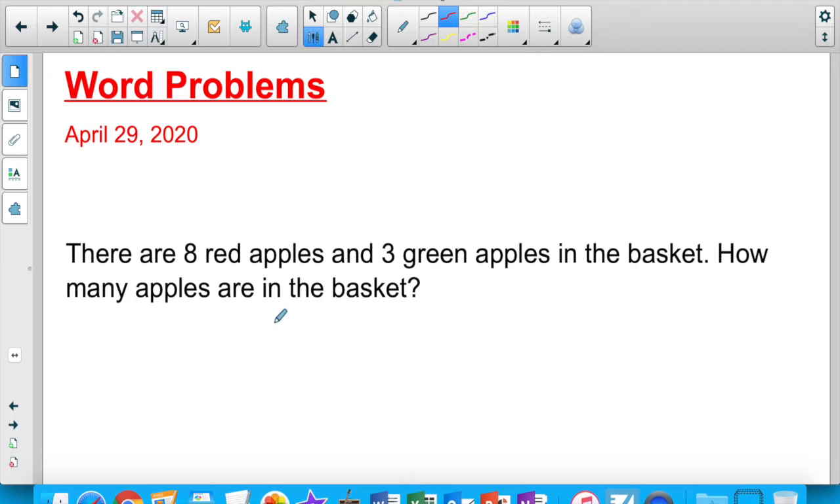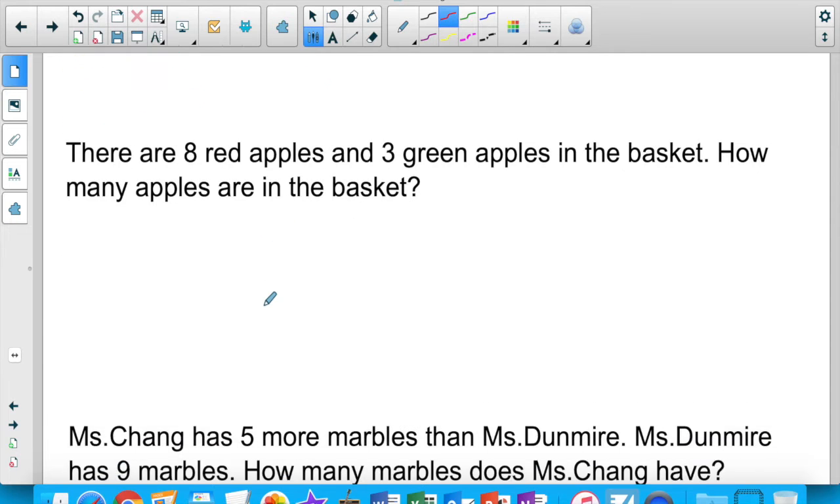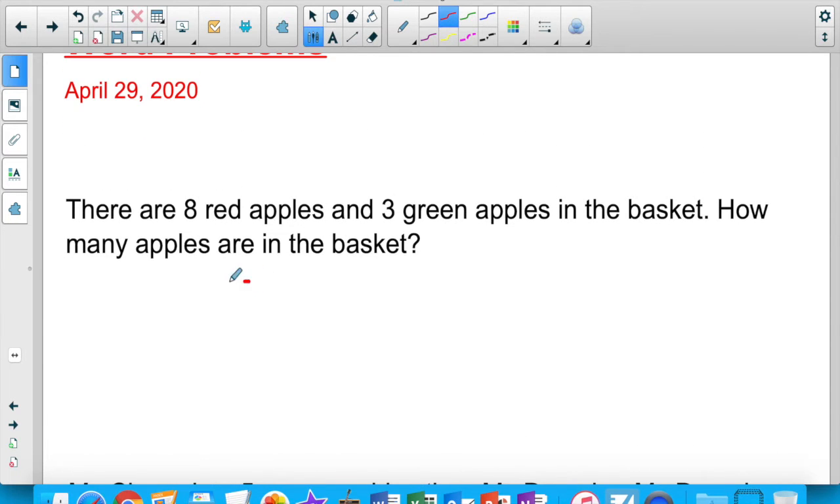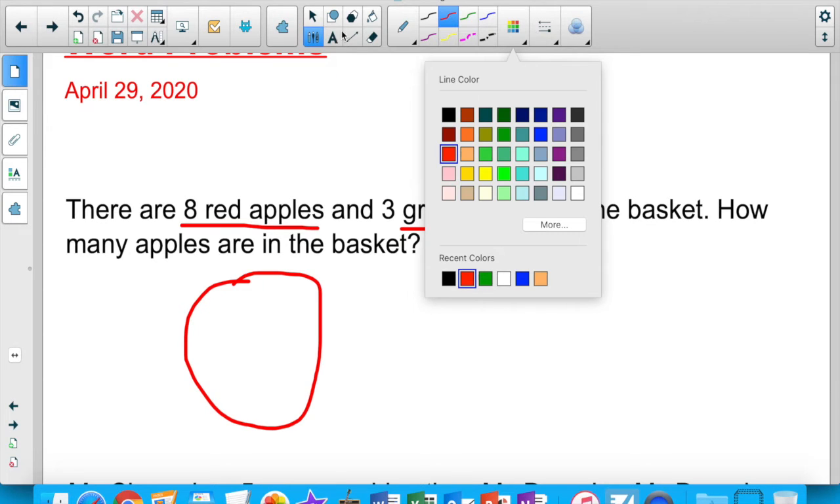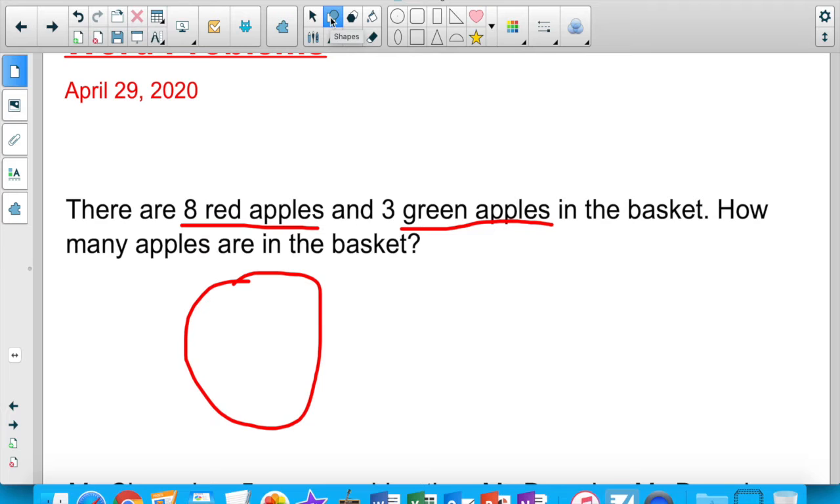So I know that I have a basket. And there are red apples, some red apples, and some green apples. We have different numbers of red apples and green apples. So how many red apples are there? And how many green apples are there?